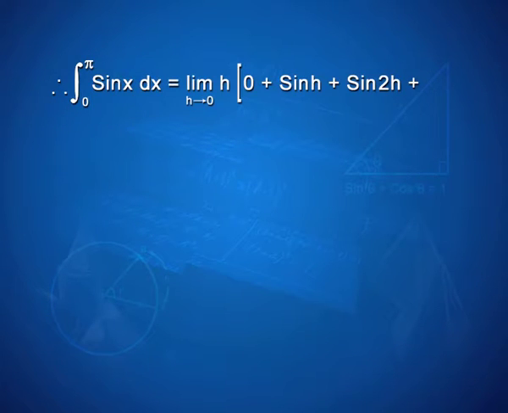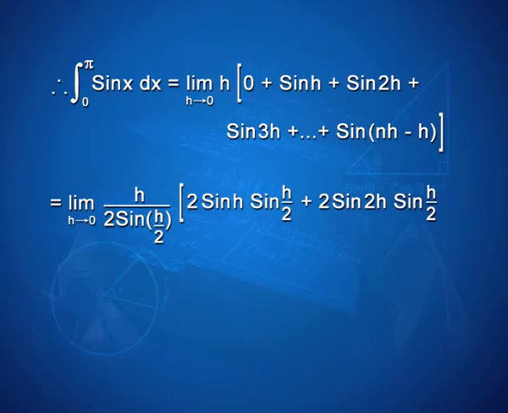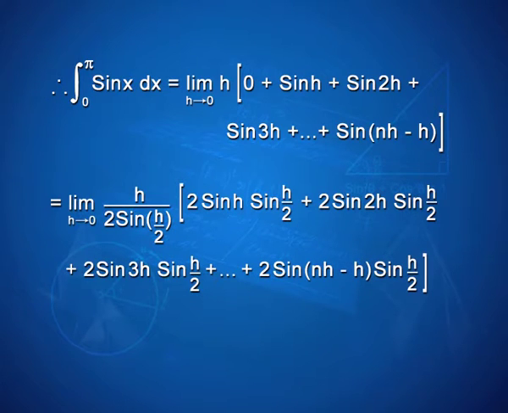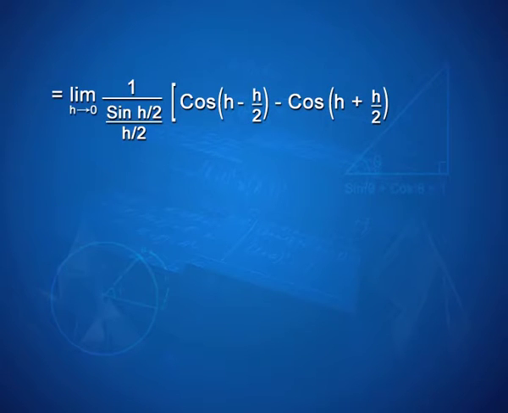Thus, integral 0 to pi sin x dx can be written as limit h tends to 0 h into 0 plus sin h plus sin 2h plus sin 3h plus so on plus sin of n minus 1 h, that is equal to limit h tends to 0 h upon 2 sin h upon 2 into 2 sin h into sin h upon 2 plus 2 sin 2h into sin h upon 2 plus 2 sin 3h into sin h upon 2 plus so on plus 2 sin of n minus 1 h into sin h upon 2.